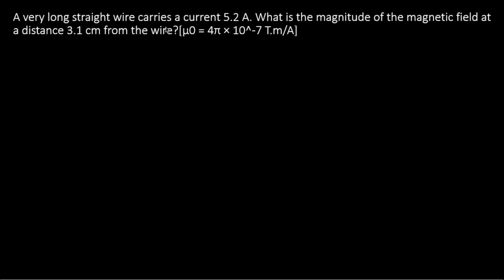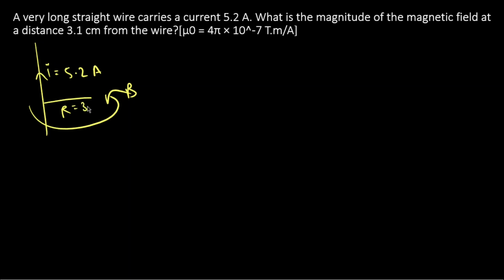A very long straight wire carries a current of 5.2 ampere. What is the magnitude of the magnetic field at a distance 3.1 centimeter from the wire? So there is a wire which carries a current which is 5.2 ampere, which generates a magnetic field B in anti-clockwise direction suppose, and we need to calculate the magnitude of the magnetic field at a distance r, which is 3.1 centimeter from the wire.